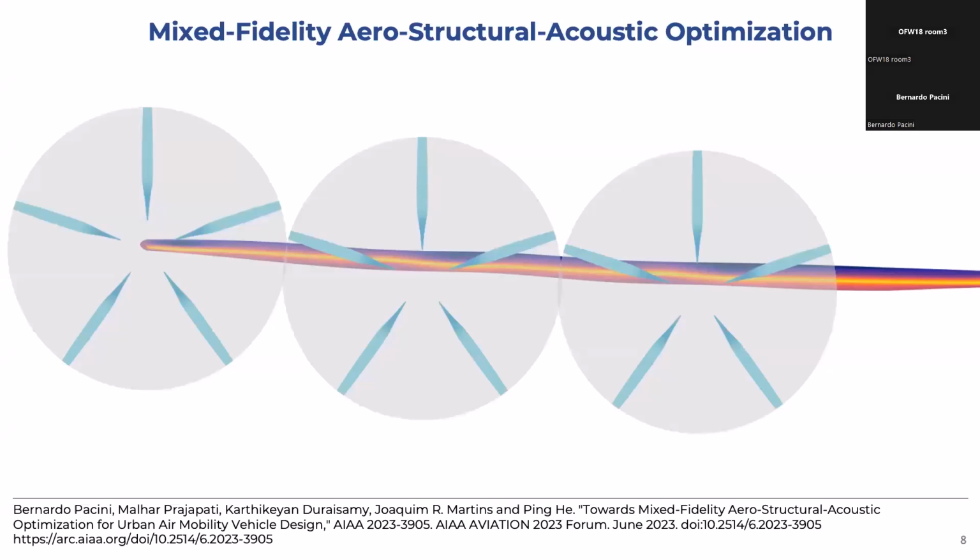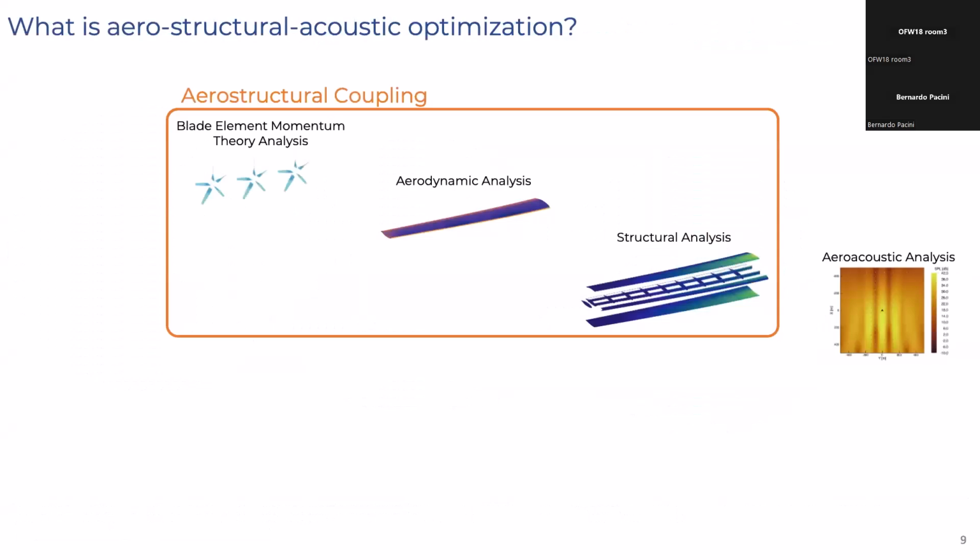Mixed fidelity aerostructural acoustic optimization. So what is aerostructural acoustic optimization? Let's first focus on the aerostructural part. If you're modeling propellers, wing, and the internal wing box, you need to model each one of those with some solver. So we do that using blade element momentum theory for the propeller blades, and we use that to get unsteady, low fidelity blade loads.